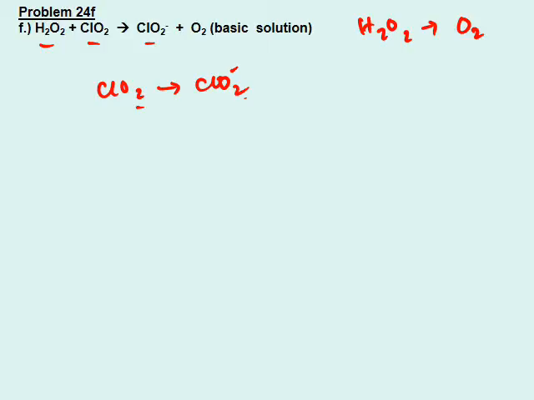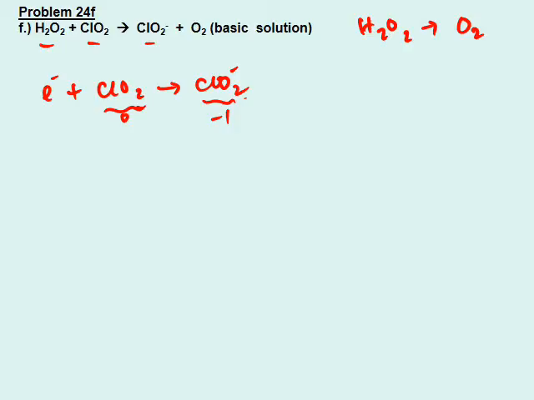And now we need to balance the charge. There is no charge on the left side. There's minus 1 charge on the right side. So in balancing, I'm going to add 1 mole of electron. So I'm done with the first half reaction.